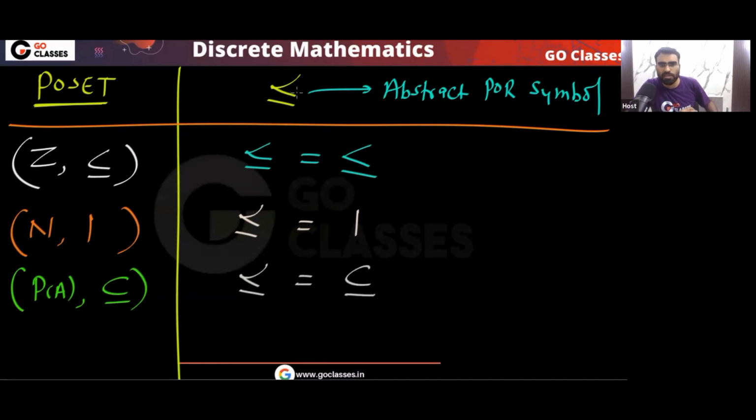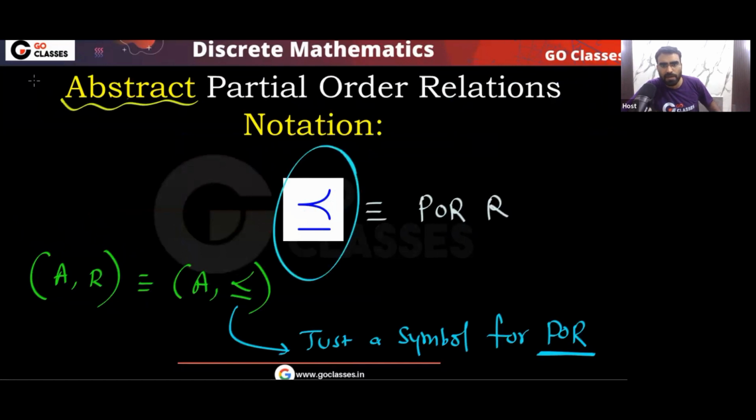So a very simple point: this is just a symbol for partial order relation. Don't confuse this with less than or equal to. Is this clear? Do not confuse this symbol with the less than or equal to symbol. This is just a partial order relation symbol, nothing else. You can easily call it R. In simple words, this is just partial order relation R.